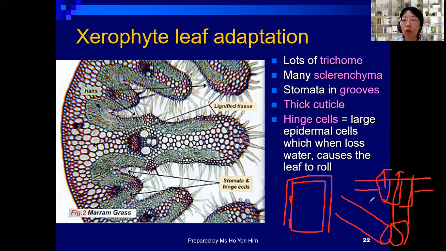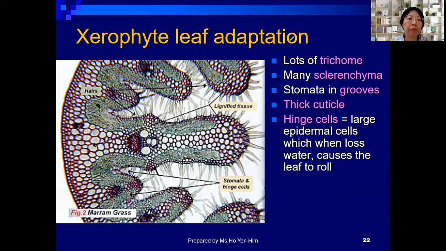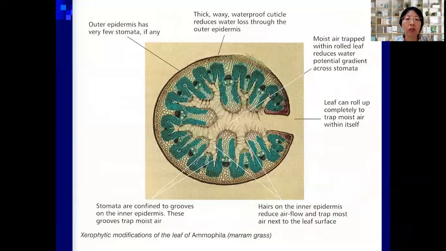So first it will form the groove. So this is a groove, right? When you see the entire leaf, the whole leaf will start to roll up. So it will cause the groove to be formed and then the leaf to also roll up. I think the groove originally is already there. It just causes the leaf to roll up even further. So when the hinge cells lose water, they cause the leaf to roll up. So this is a very important structure.